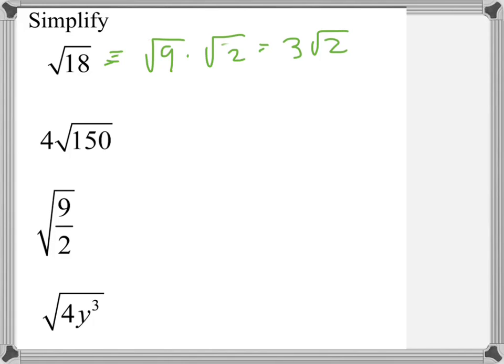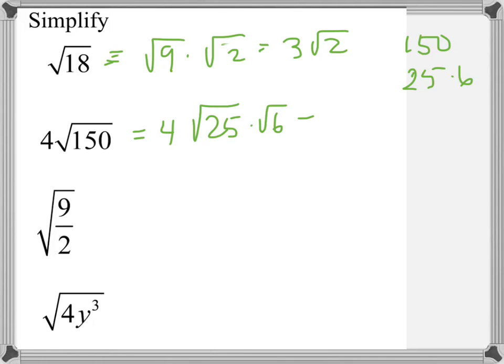Okay, 4 times the square root of 150 becomes 4 times, now 150 has 25s in it. Let's see how many 25s. It should have 4 5s, so it's 6 times 25. So let's just do this right here. Okay, now the square root of 25 becomes 5.